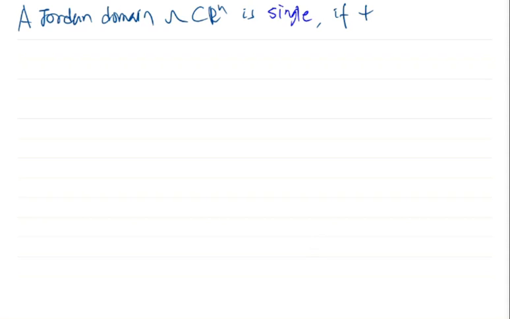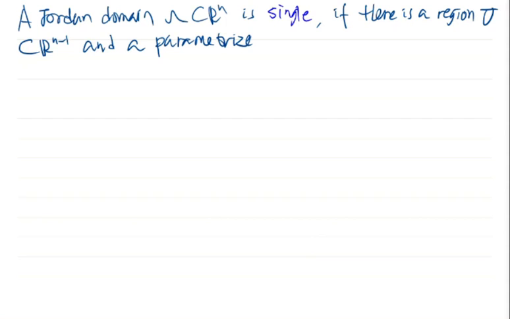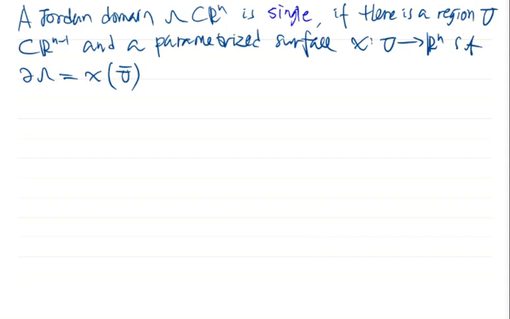We consider a special domain. A Jordan domain omega in Rn is called single, sorry, not simple, single, if there is a region U in Rn-1 and a parametric surface X from U to Rn such that the boundary of omega is the image of the parametric surface X. Note that the region U is open.